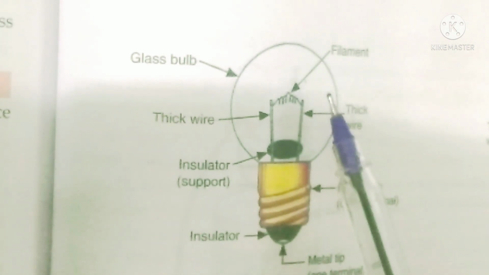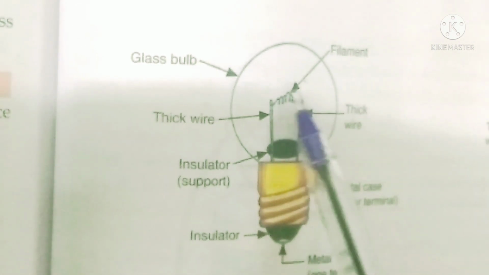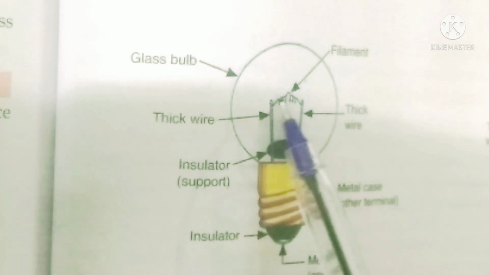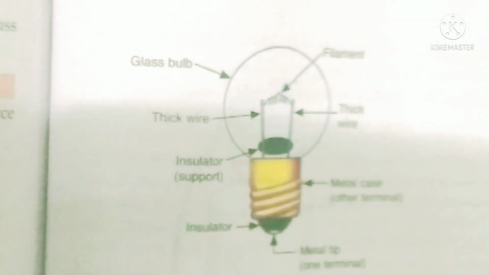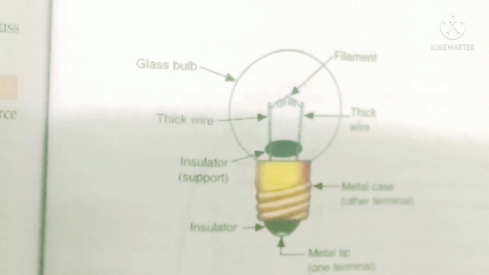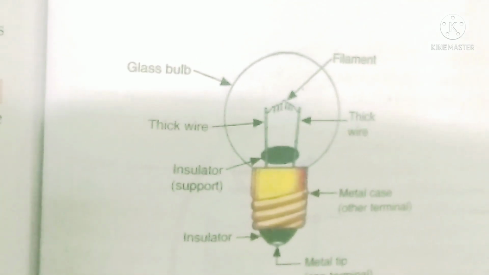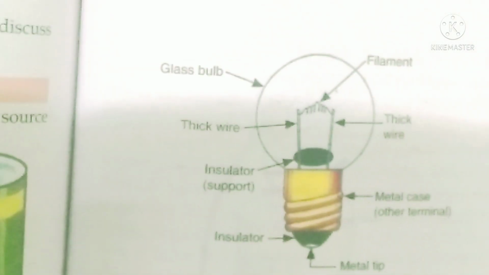Now in the last chapter we learned that glass is transparent. That is one reason that the light produced inside will pass through this bulb and we all get the light. Okay. Now sometimes nowadays electronic bulbs and all are available.